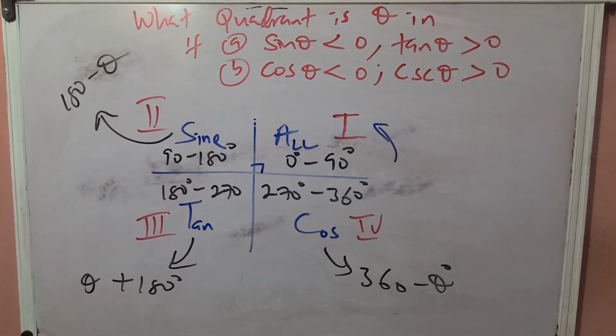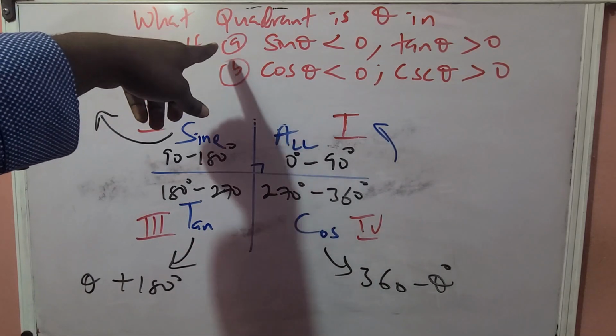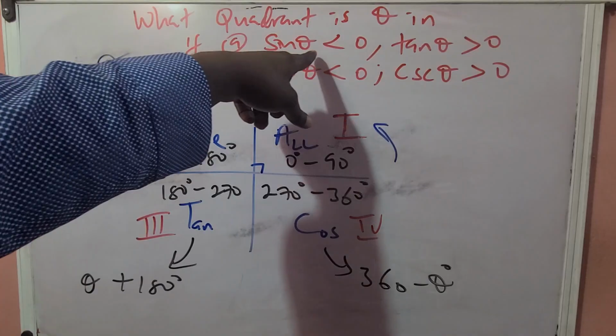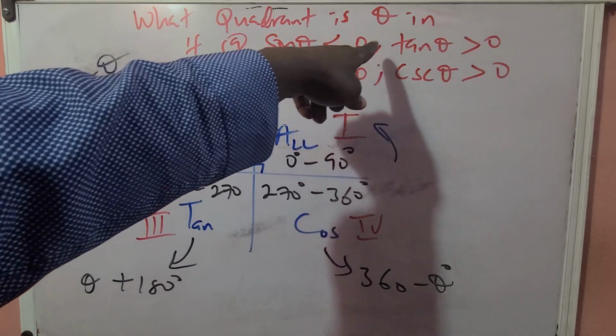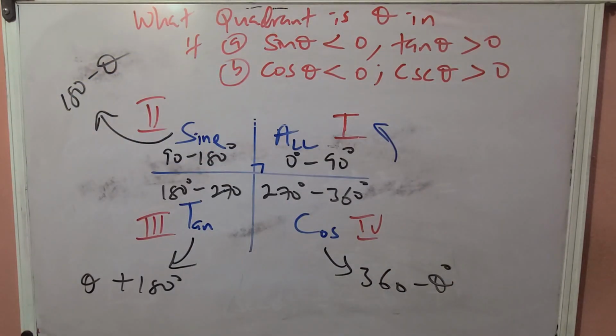All right, we have a question right here. The question states: what quadrant is theta in if the sine of an angle theta is less than 0 and the tangent of an angle theta is greater than 0?